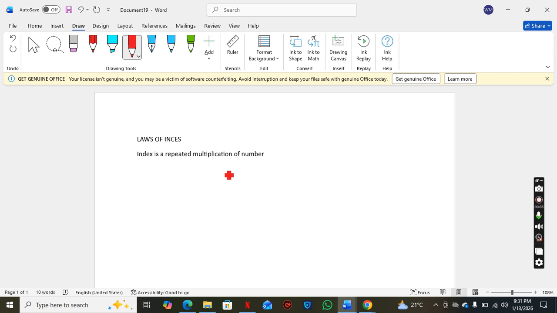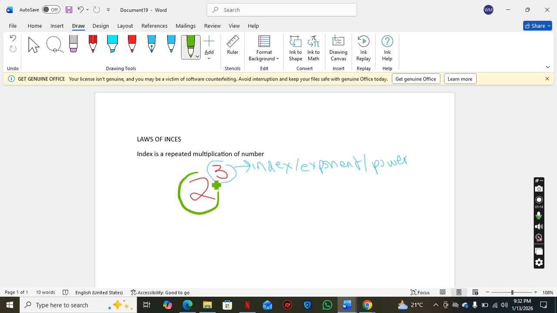If you see, like, 2 to the power 3. Alright. Remember, this 3 here, this power, is also called the index, or the exponent, or the power, whichever you feel comfortable with. Okay? Then this 2 here represents what we call the base.